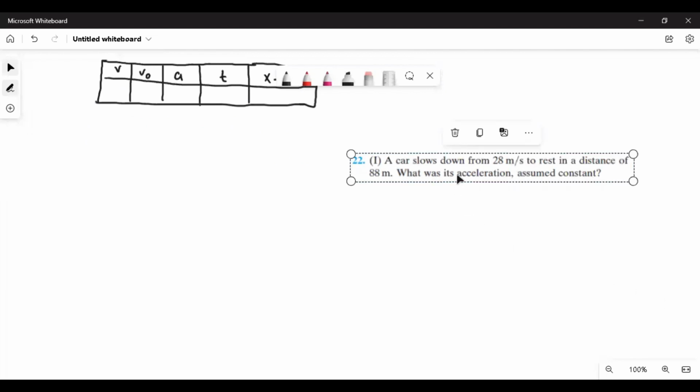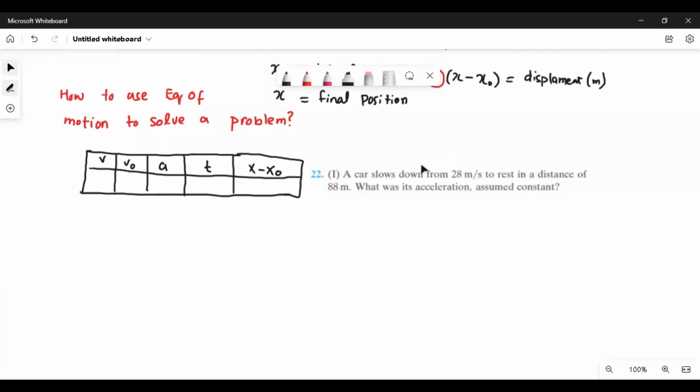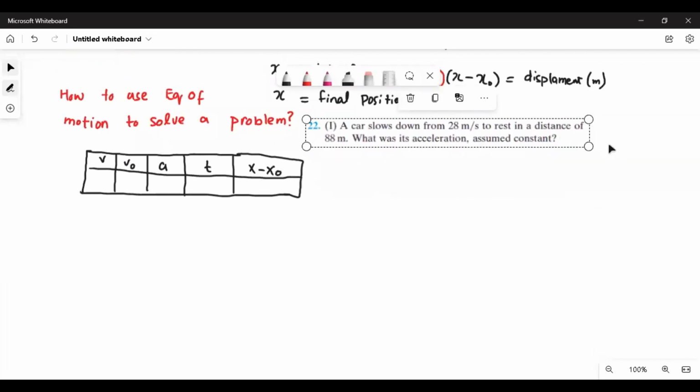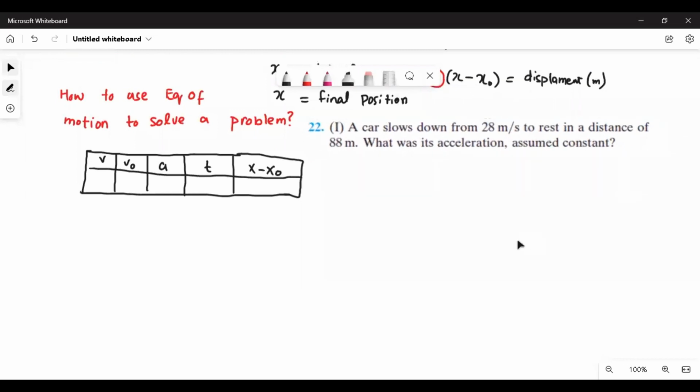Look here, this is question number 22 and according to the question, a car slows down. Whenever something slows down, your acceleration is negative. When velocity increases, acceleration is positive; when velocity decreases, acceleration is negative. So it means a car slows down from 28 meters per second. So 28 meters per second is V naught.